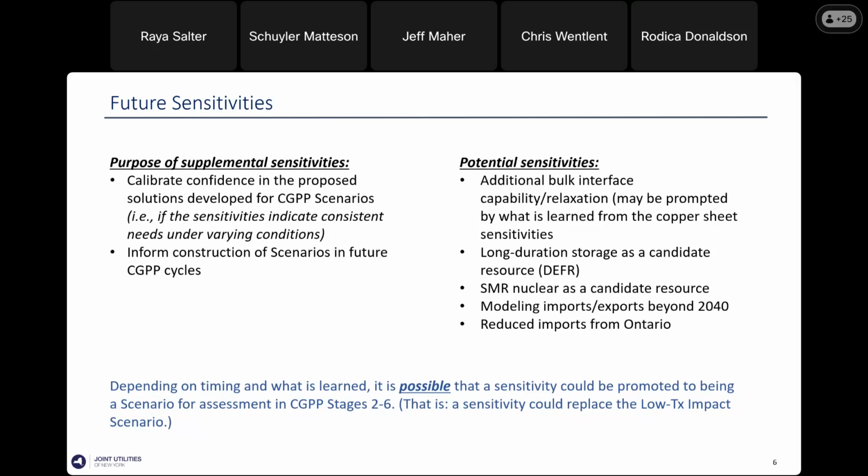Monica? I actually have maybe a clarification point to ask on the modeling imports exports beyond 2040, what that means. Sorry if I missed that earlier, but what do we mean by that? I definitely blew through that.